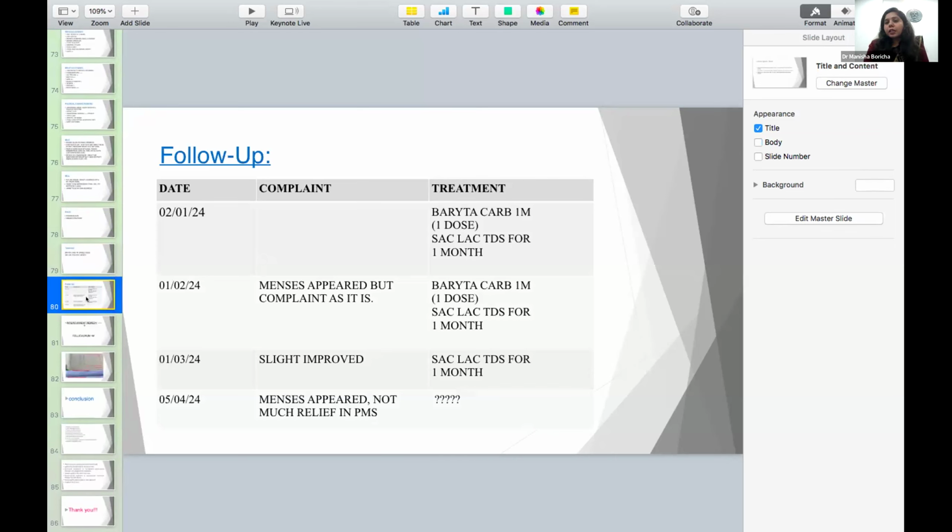The follow-up chart is here. First prescription: Bryonia alba 1M single dose. On 1st February, menses appeared but the complaint is as it is. Again go with Bryonia alba single dose. On 1st March, she feels slightly improved, so go with Seclec for 1 month. On 5th April, menses appeared, not much relief in PMS.